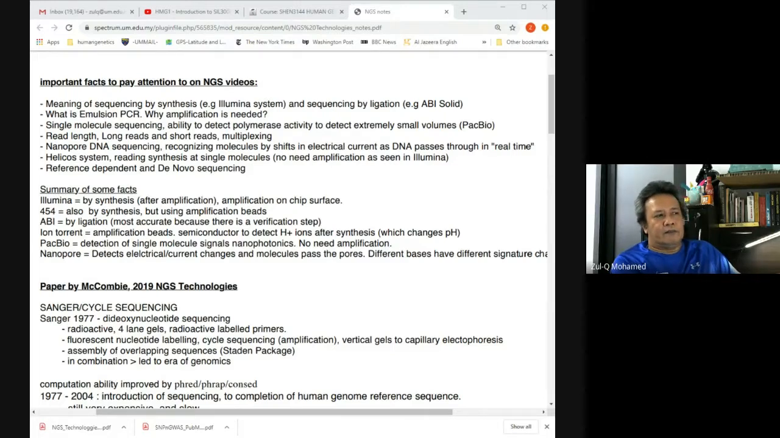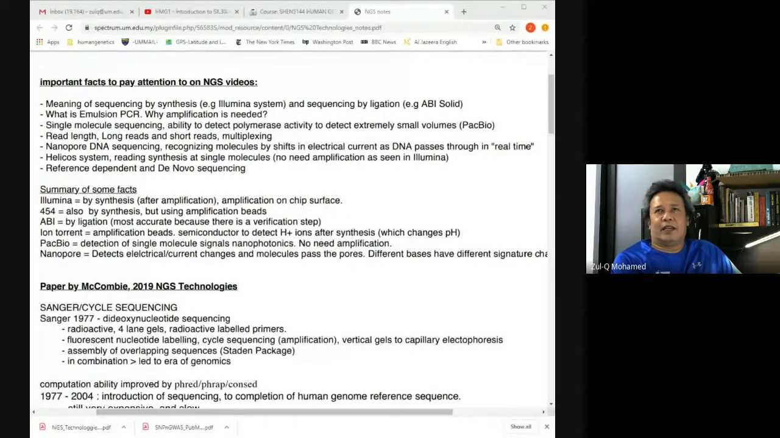Now, if you follow developments in next-generation sequencing, you will come to the term that, you know, we learn as next-generation sequencing. Suddenly, there's a second generation, there's a third generation. So when did that come in?